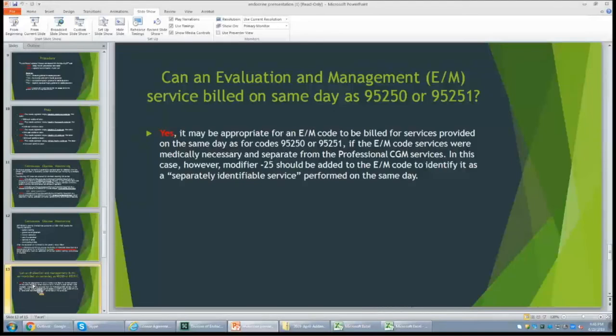And here's a question. Can evaluation and management service be billed with continuous glucose monitoring? And the answer is yes. And here's the explanation as to why it's yes. Then what modifier can you use or report on a claim to justify that it can be? I'm sure you've heard of 25.